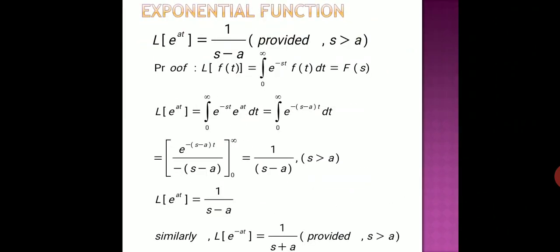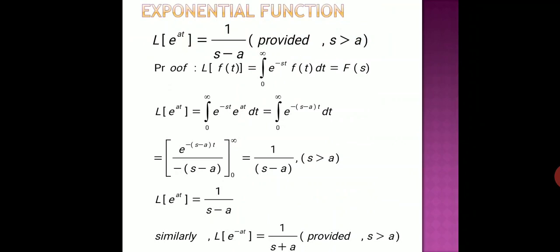The next function is an exponential function. L of e power at is equal to 1 by s minus a, provided s is greater than a. Okay, we move on to the proof. By the definition of Laplace transformation, L of f of t is equal to integral 0 to infinity e power minus st f of t dt, which is equal to capital F of s. The LHS of our exponential function is L of e power at. L of e power at is equal to integral 0 to infinity e power minus st, replacing f of t by e power at, into e power at dt.